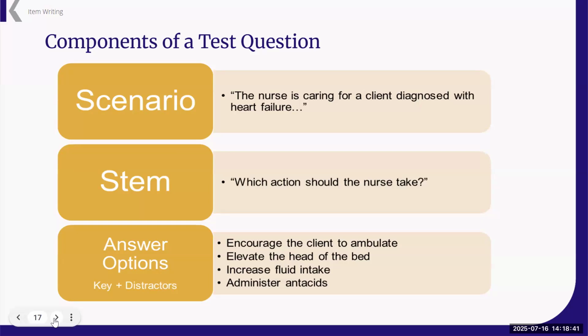The stem is the actual question being asked. It should be concise, clear, and focus on a single task. The best stems avoid negative phrasing like, which is not, and instead prompt action or decision making. And finally, the answer options. This includes the key, which is the one best answer, and distractors, which are plausible but incorrect choices, and more on distractors in a minute.